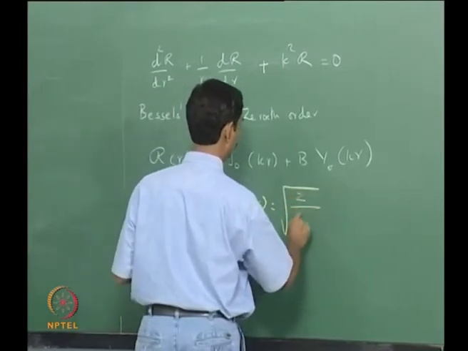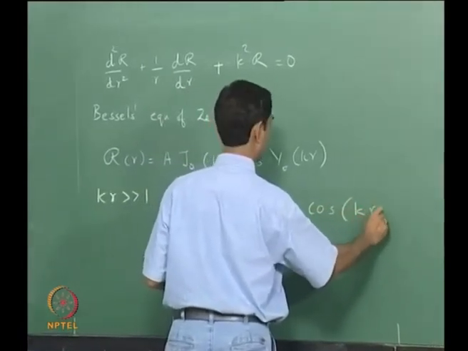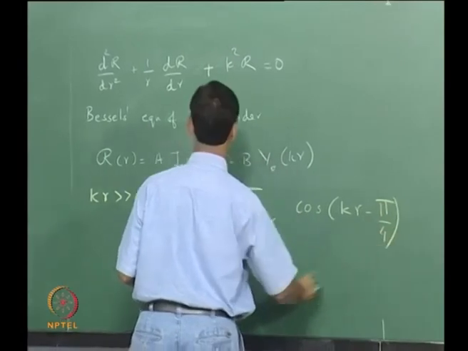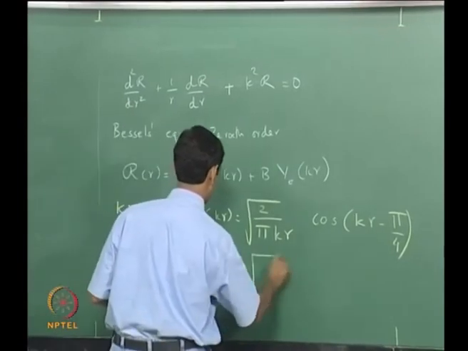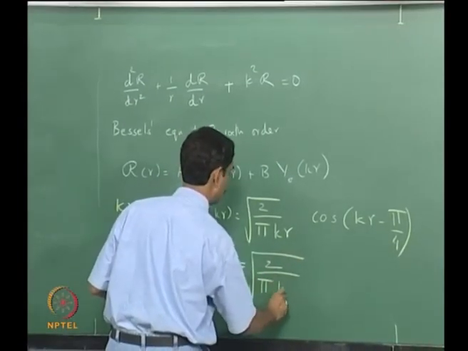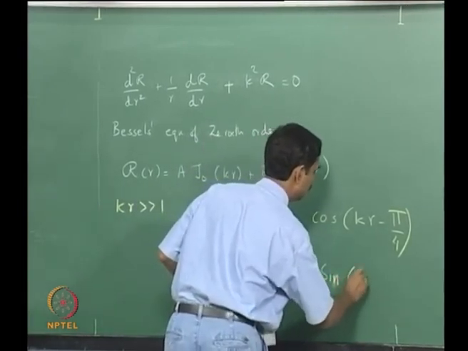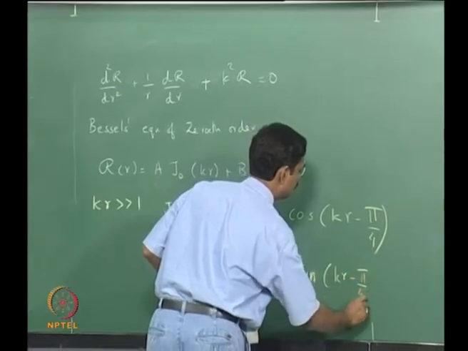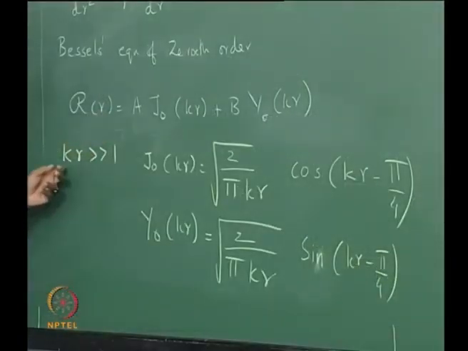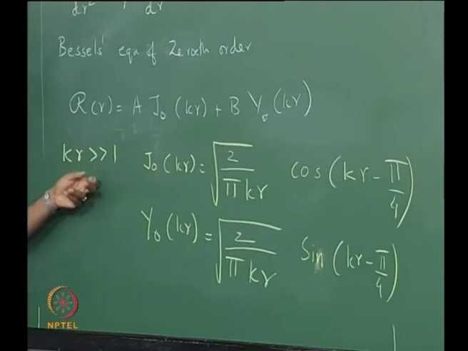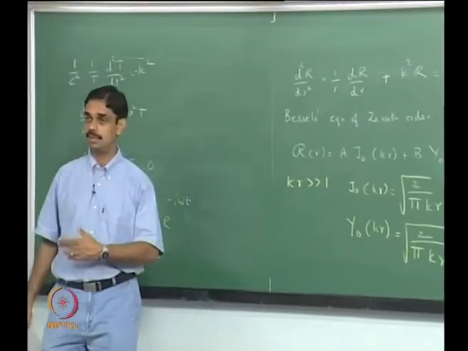root of 2 over pi kr cos(kr minus pi over 4), and Y naught of kr equal to root of 2 over pi kr sine(kr minus pi over 4). I must emphasize that these formulas are valid only for kr much greater than 1, and if kr is lower than 1, near 0, these formulas are not valid. Any questions?